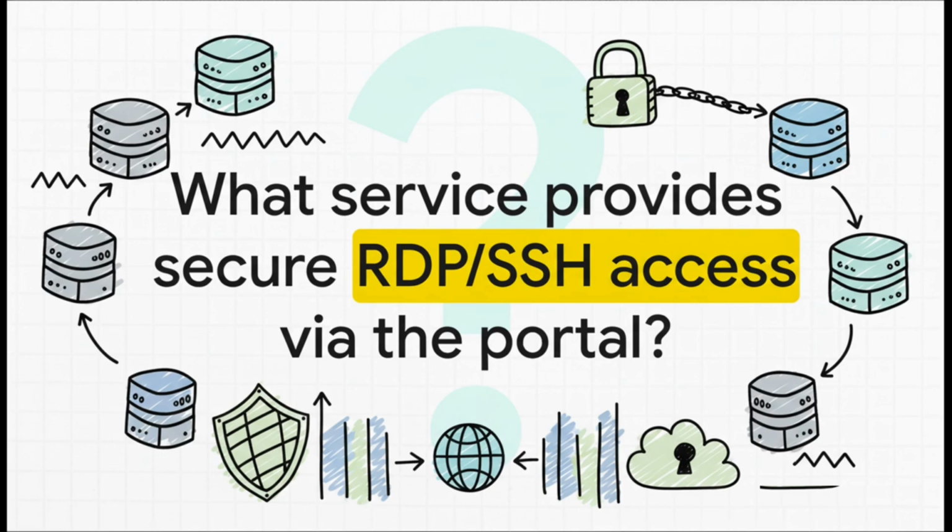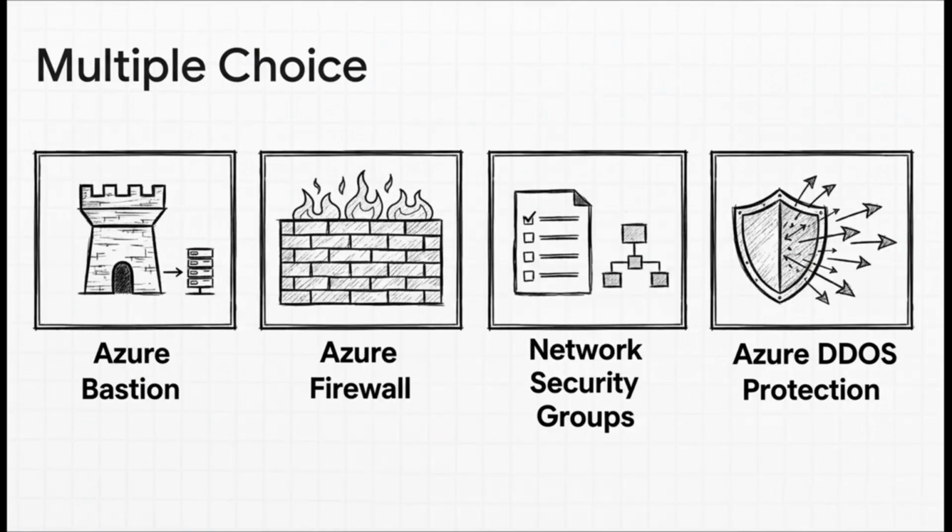You've got a virtual machine in Azure, and you need to access it securely, but you don't want to expose it to the public internet. What tool are you going to use? Your options are Azure Bastion, Azure Firewall, Network Security Groups, or Azure DDoS Protection. Now, they're all security tools, but only one of them is built for this very specific task.